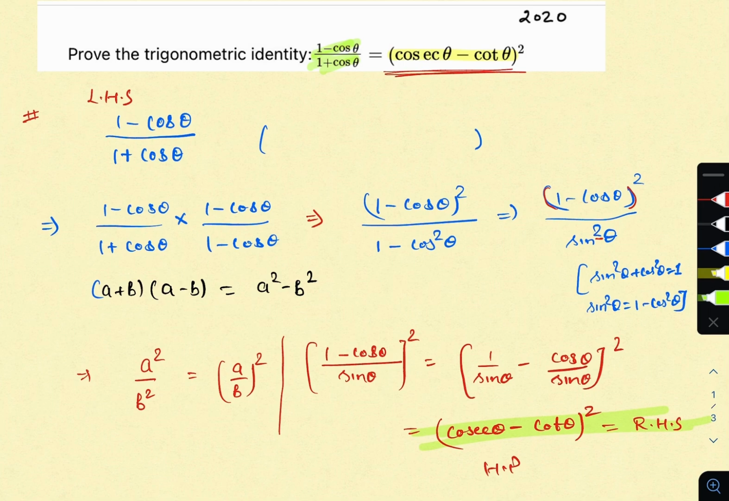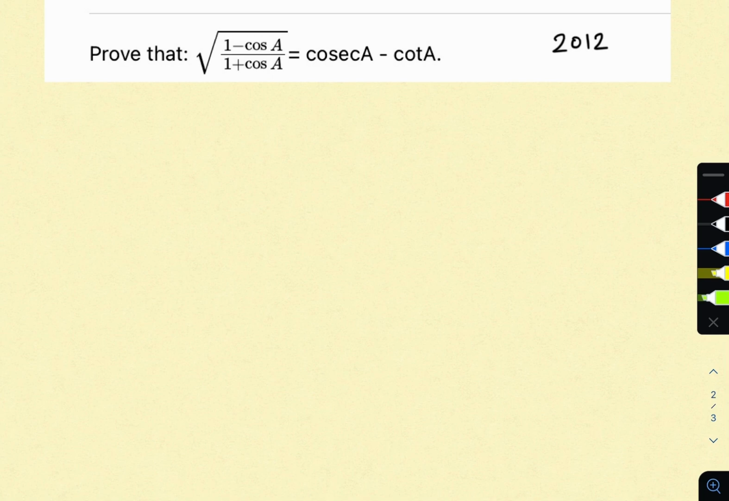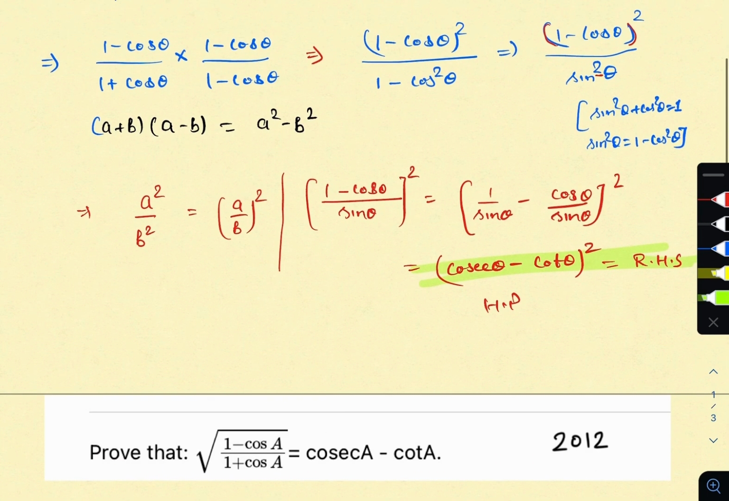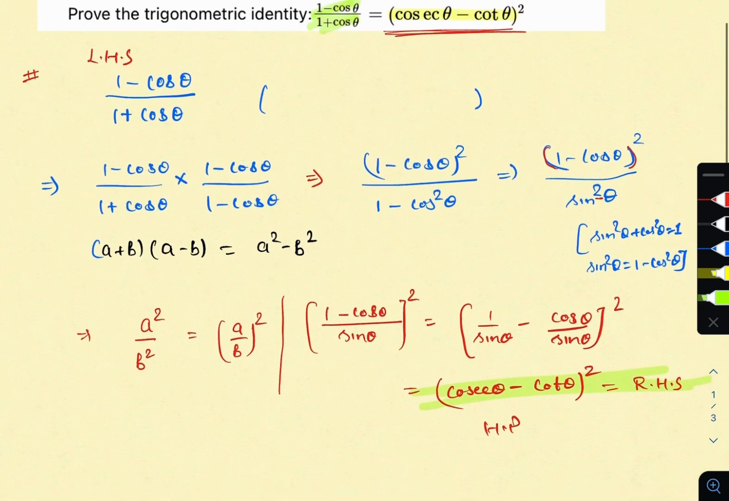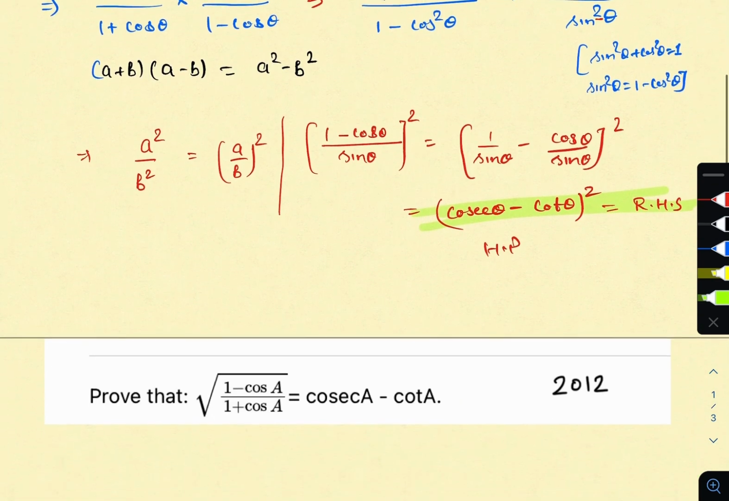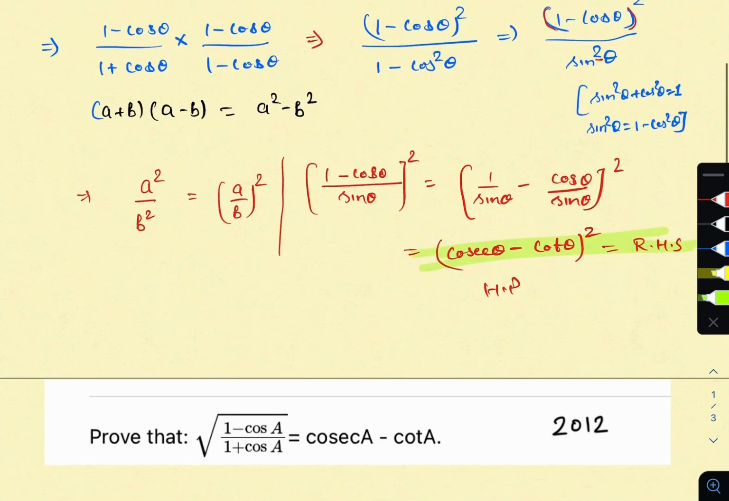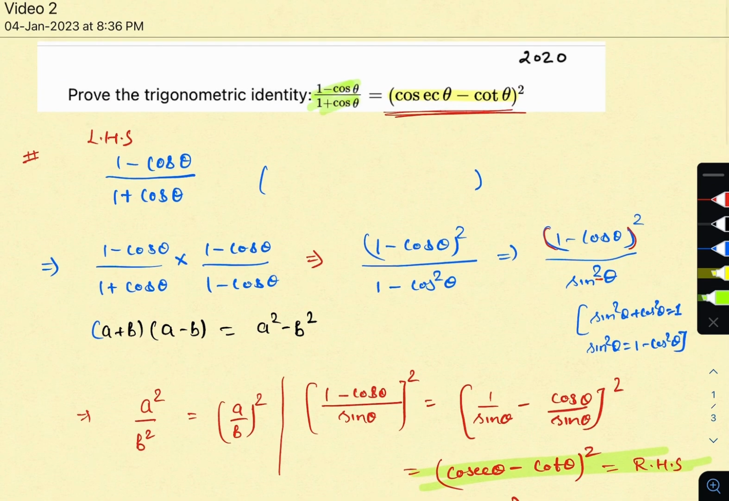So my next question, that is very interesting. You can see here, you can compare it. In the first question, we are having 1 minus cos theta upon 1 plus cos theta. In the next question, we are having the whole thing under root. So what we will do, we can write here, taking square root on both sides.